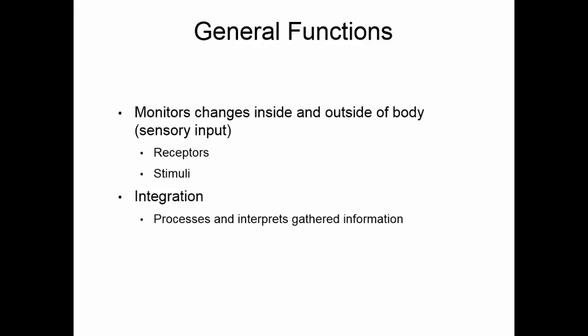The general functions of the nervous system include monitoring changes both inside and outside of the body. This is our sensory input. We will need receptors that will pick up the various stimuli that tell us of changes both inside and outside the body. This sensory input will go to integration centers. The integration center will process and interpret this gathered information and make decisions about what we need to do.